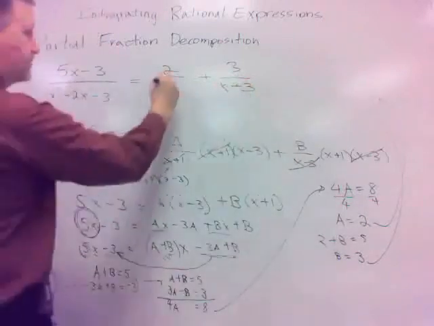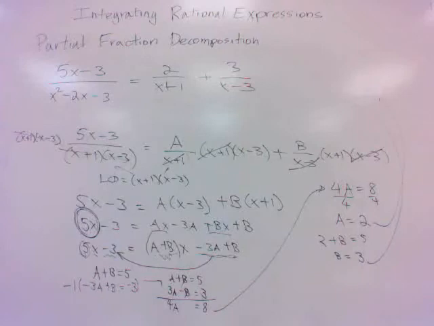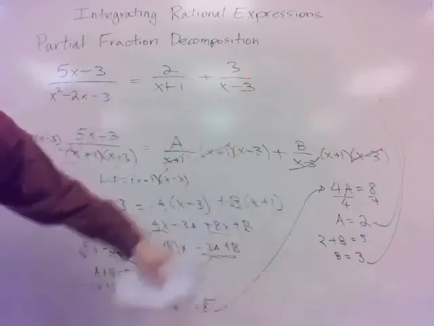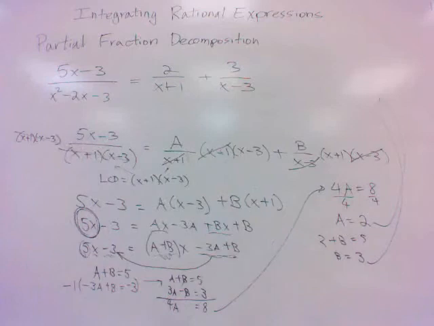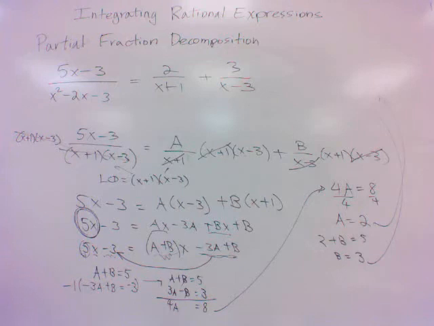Huh? Plus 1, minus 3. Yeah, that's what I meant. Okay. Yeah, there it was. 3 over x minus 3 plus 2 over x plus 1. Okay? So that one fraction is those two fractions added together. And you can check if you want. Go back the other way, but it does work out.